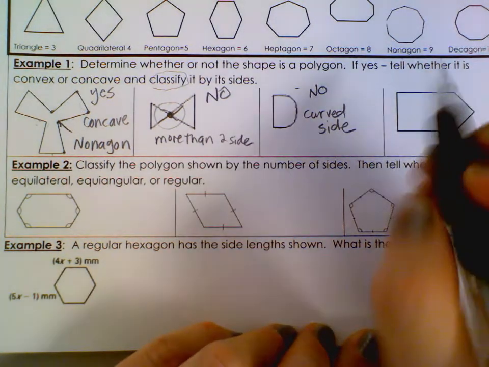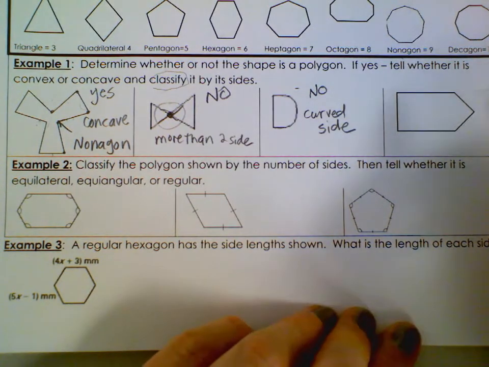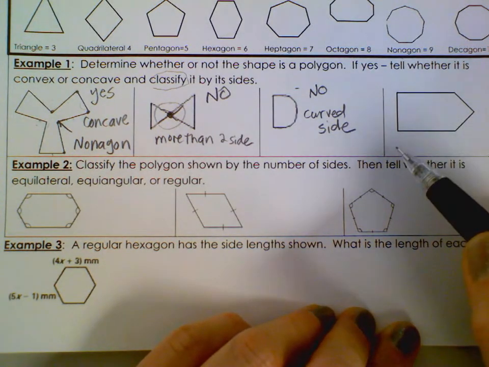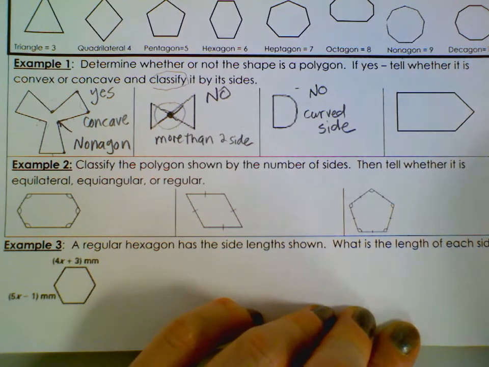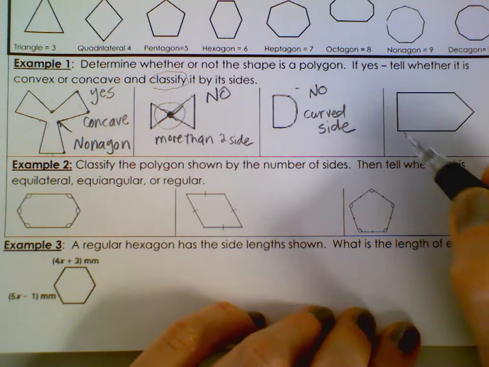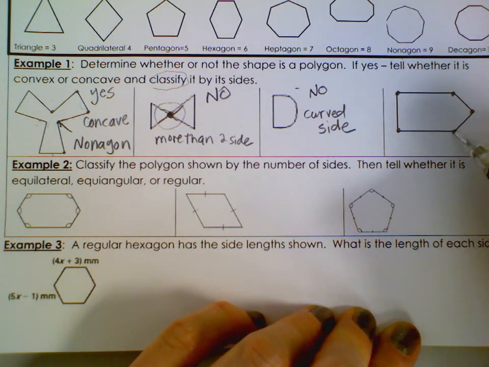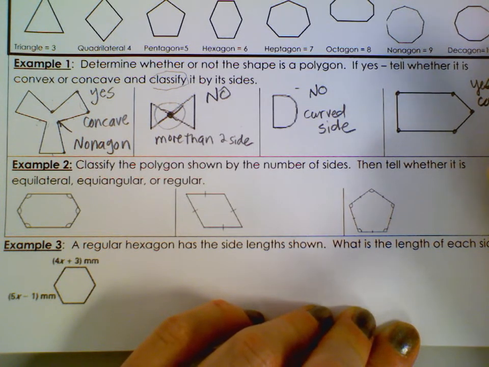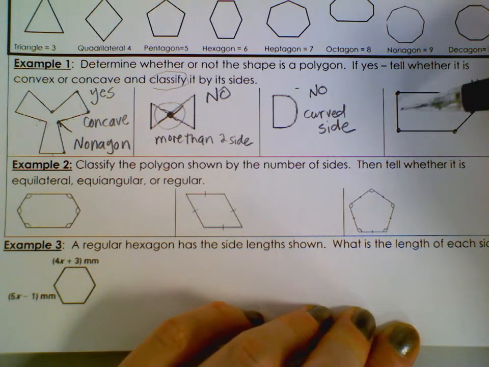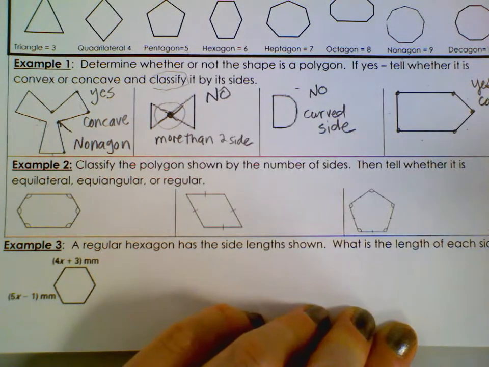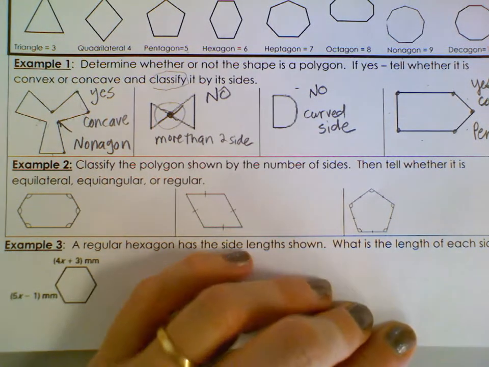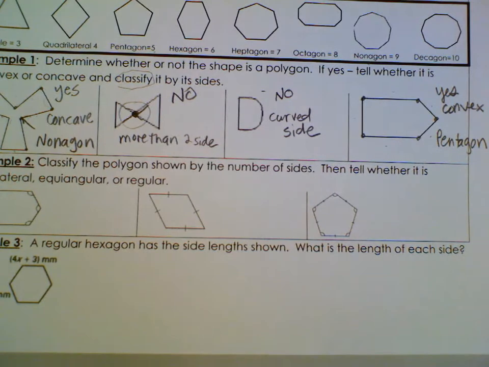Okay, and then the last one looks like we're good for polygons. So it's got at least 3 straight sides. It's closed, and no matter which vertex I put my pencil at, there's only ever 2 sides that meet there. All right, so that's a yes. No caves on this one, so we call it convex. And let's see, it's got 1, 2, 3, 4, 5 sides. 5 sides is a pentagon. Whoops, I'm off my paper a little bit. There it is. Yes, convex and pentagon.